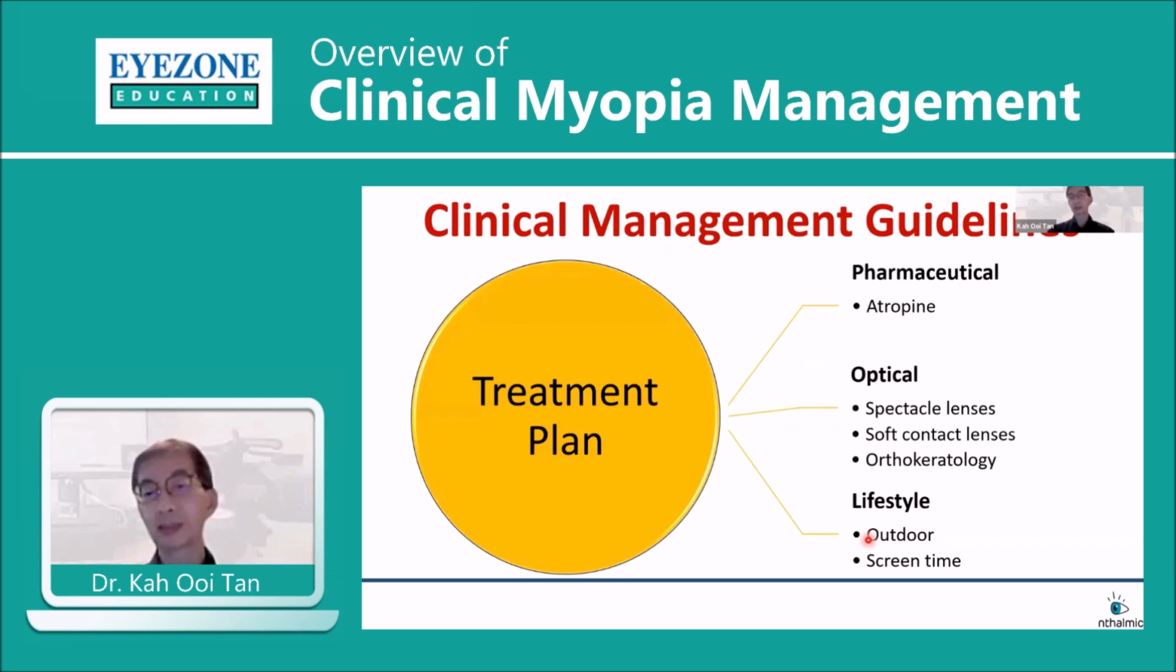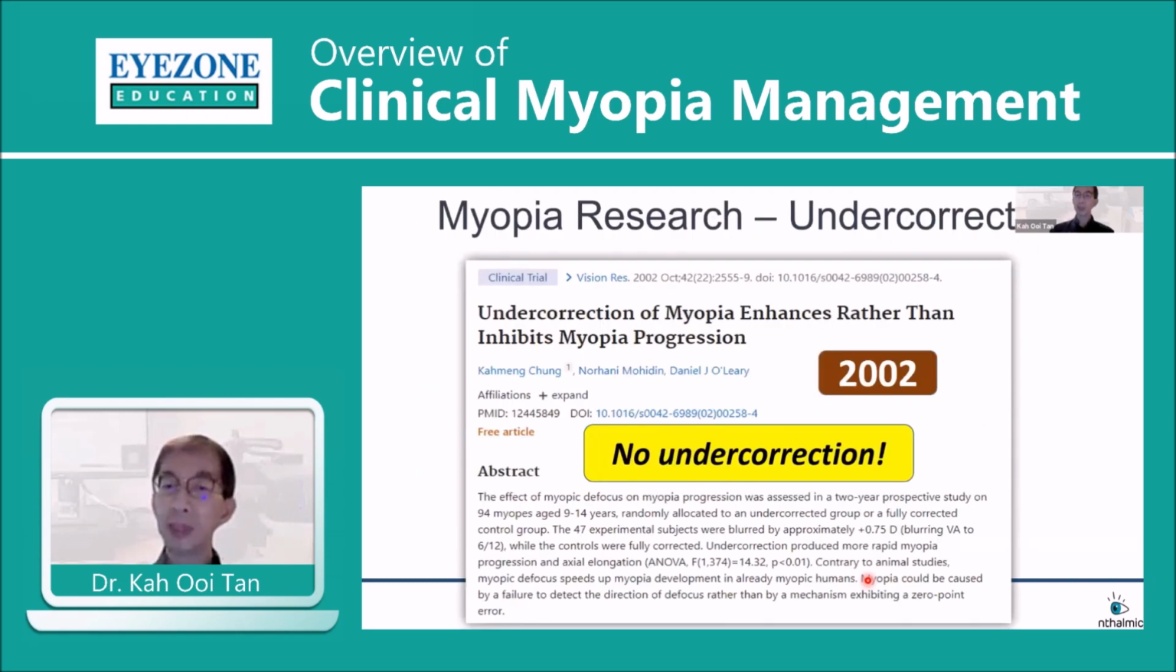Then we have to decide, are we going to intervene in this myopia control with a pharmaceutical approach like atropine, or an optical approach like spectacle lenses, specially designed soft contact lenses, ortho-K, etc. And of course, not to forget that we have to advise about the lifestyle or vision behavior, such as outdoor and screen time. Now, that's another myth in the past that some practitioners have always believed, that it's good to do undercorrection.